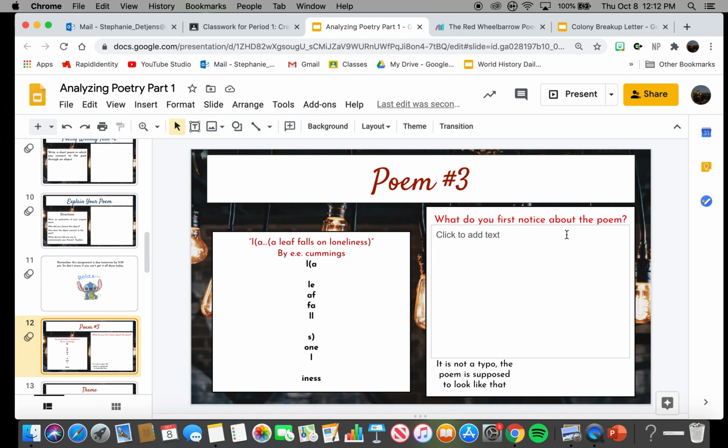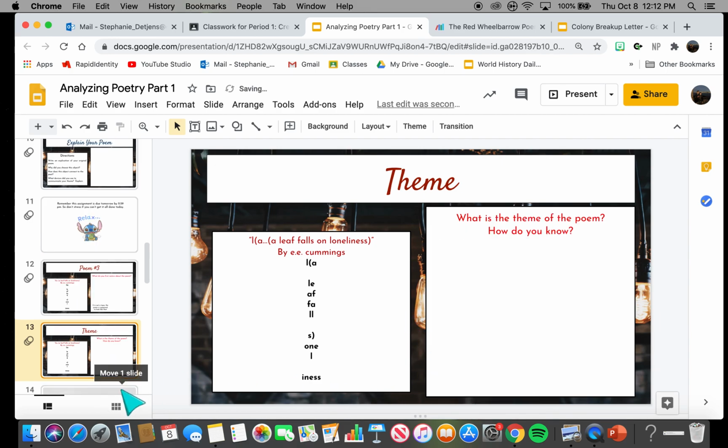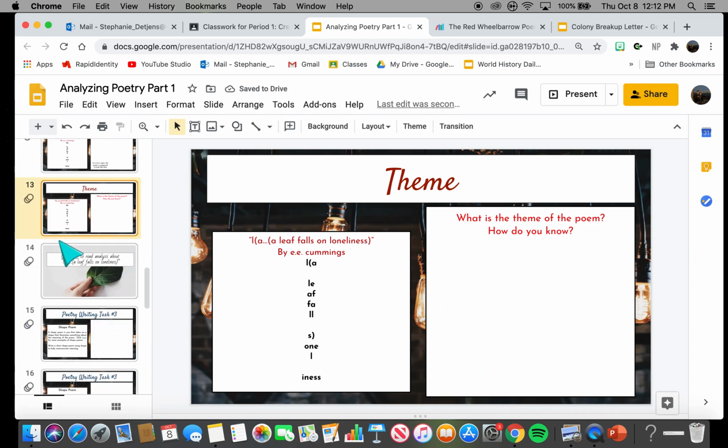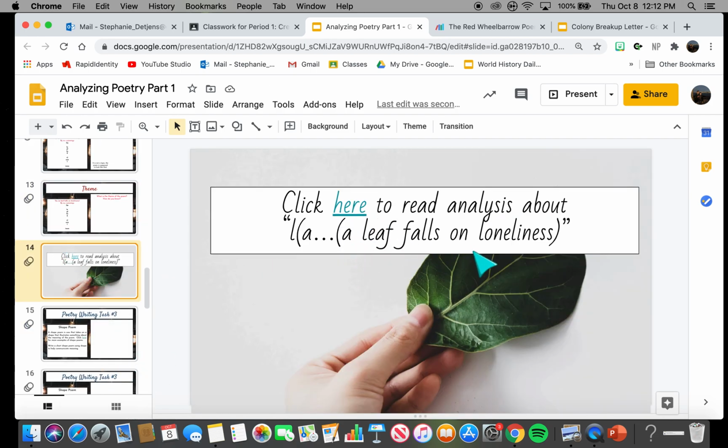So you're going to tell me what you first noticed about the poem. I hope that you write that it's written kind of funky. It looks like it's almost all falling, which gives you a hint on what it's about. So for the theme, you're going to guess what the theme is, and then, again, you're going to click here to see if you're right. And this tells you how that poem looks if you were to put it horizontal.